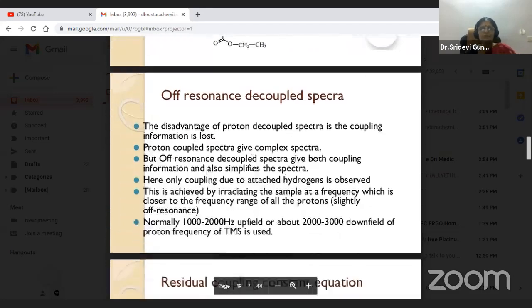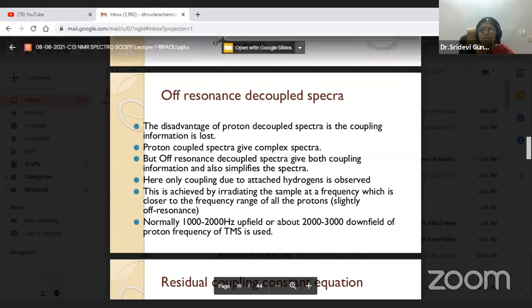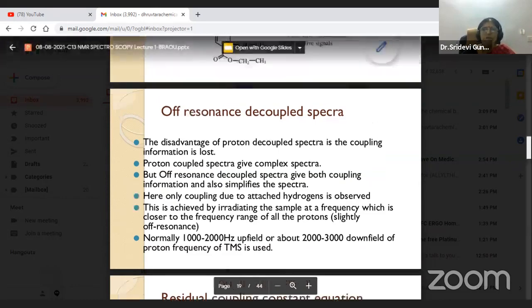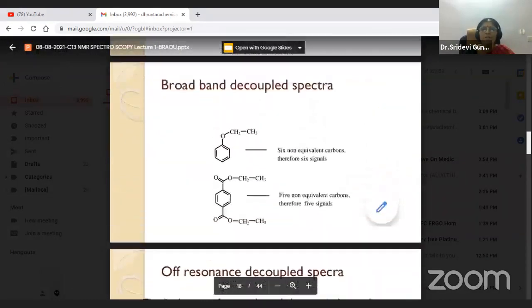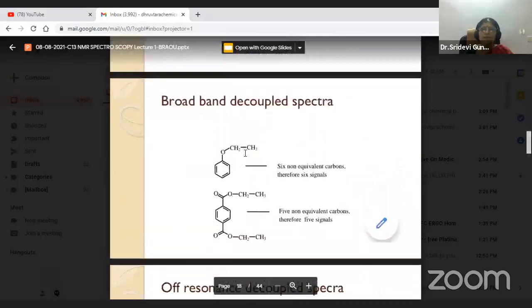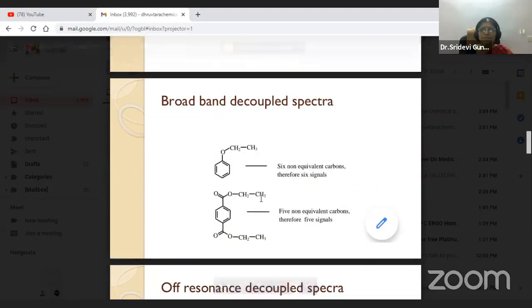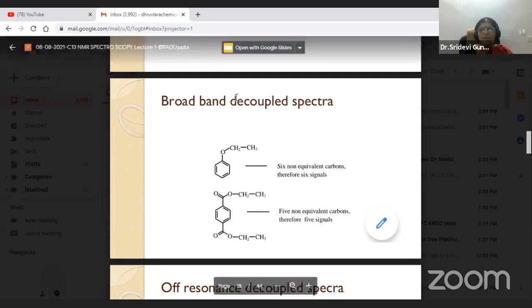So that is about broadband decoupled or proton decoupled. We also call it proton decoupled. So just let us revise. What is it that we have seen? In proton decoupled spectra, all the protons present in the molecules are decoupled. When we say all the protons, we mean CH2 protons, these aromatic protons and other protons.